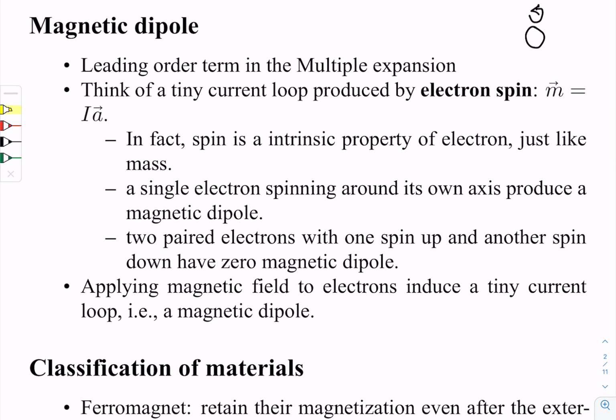So now we know that an electron spinning around its own axis will produce a magnetic dipole. However, if we pair two electrons together, a spin up electron and a spin down electron, then the total angular momentum of this pair is zero, and correspondingly, the total magnetic dipole moment is proportional to the total spin of the electrons. So the total magnetic dipole moment will also be zero.